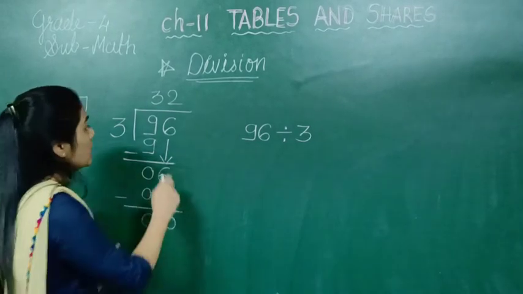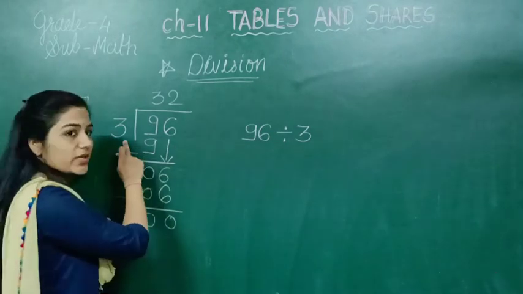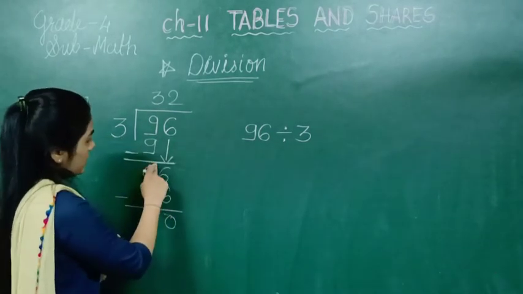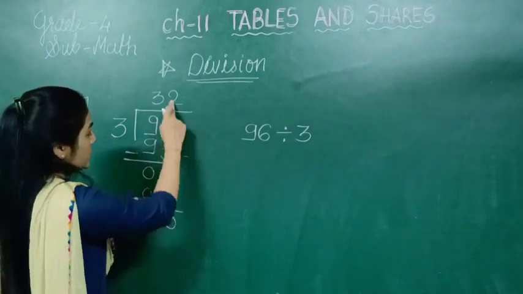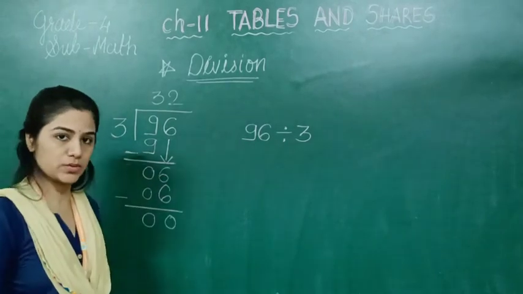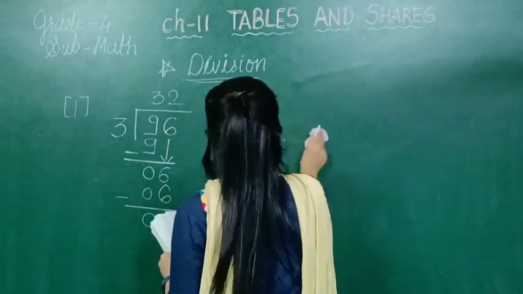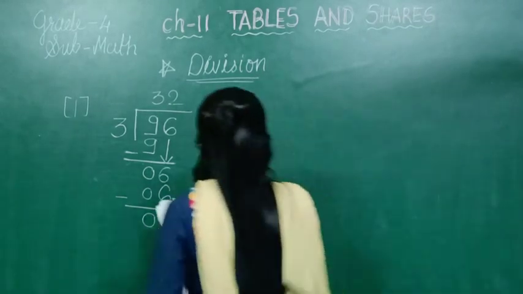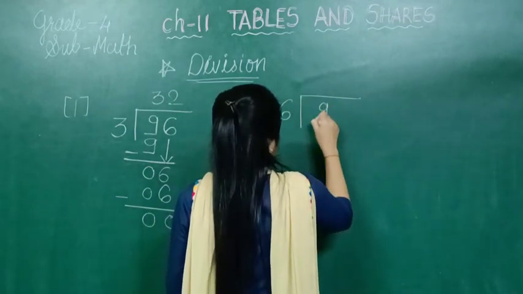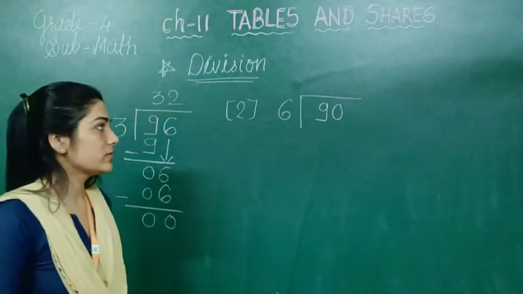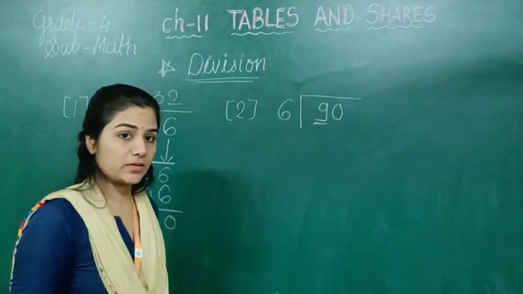It is very simple. 96 we have to divide with the table of 3, which is a one digit table. 3 3s are 9, 9 minus 9 is 0. 6 we put down, 3 2s are 6, and 6 minus 6 is 0. Let's take another example. 90 divided by 6. Check the first digit, which is 9, right?